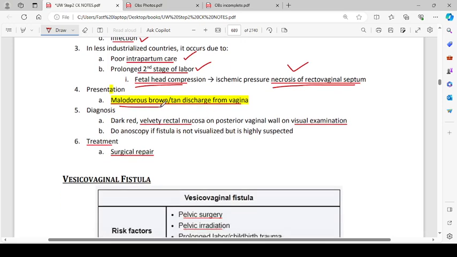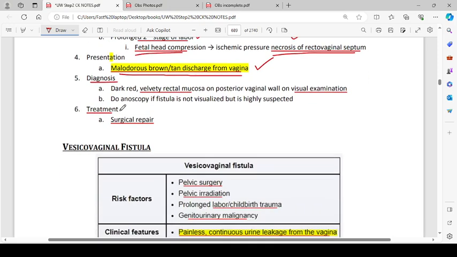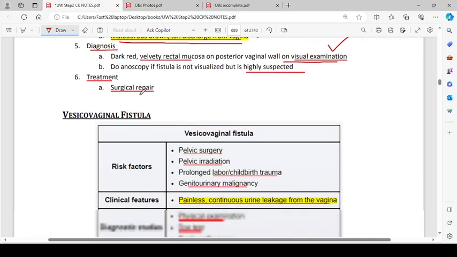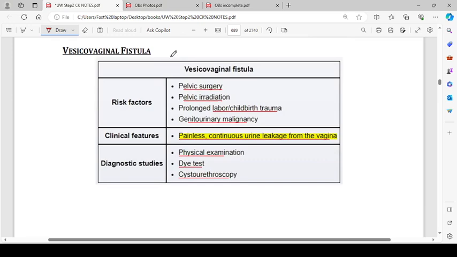Presentation: malodorous brown tan discharge from the vagina. Diagnosis is dark red, velvety red mucosa on the posterior vaginal wall on visual examination. Do anoscopy if the fistula is not visualized but is highly suspected. Treatment: surgical repair. Then we have vesicovaginal fistula.